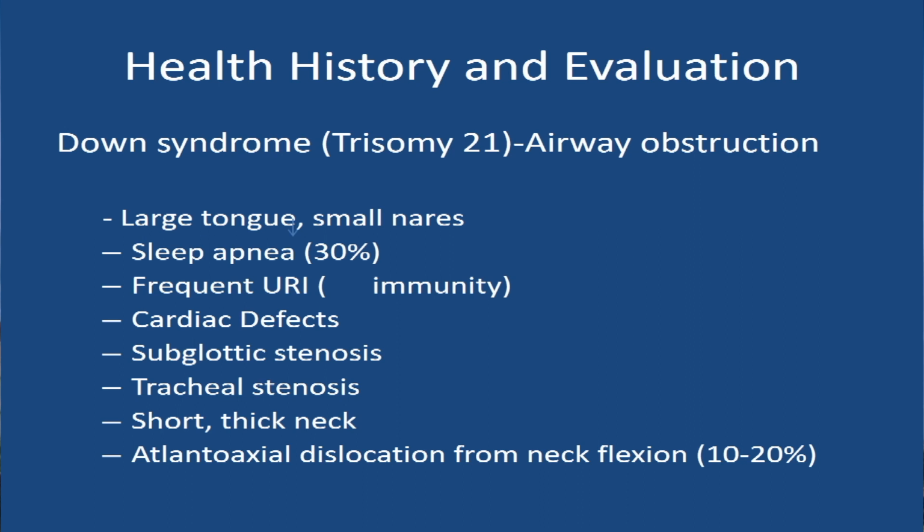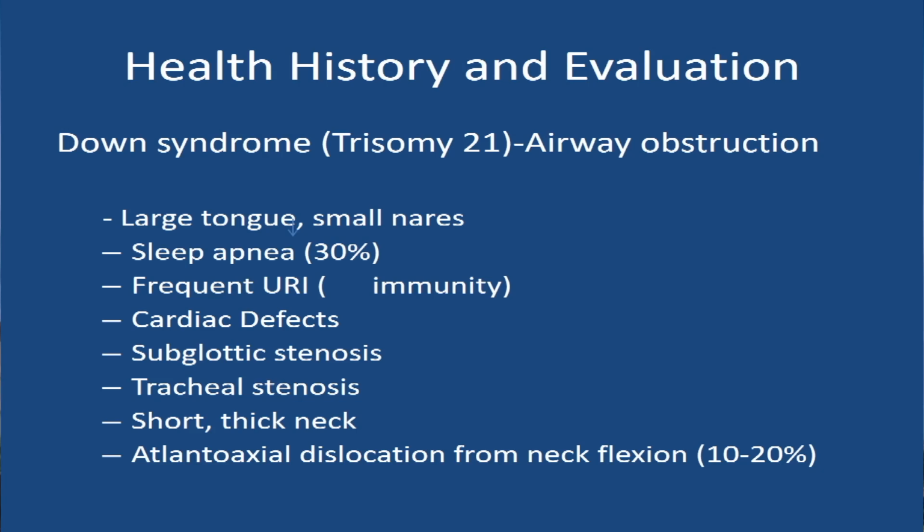Or tracheal stenosis as well, which narrows the airway, and we know that to start off with they have a very narrowed airway. They also have a short, thick neck, which makes it difficult to pull the tongue aside and lift anteriorly and superiorly with your laryngoscope to remove the tongue and get to the vocal cords to intubate. And finally, there is atlantoaxial dislocation from neck flexion.